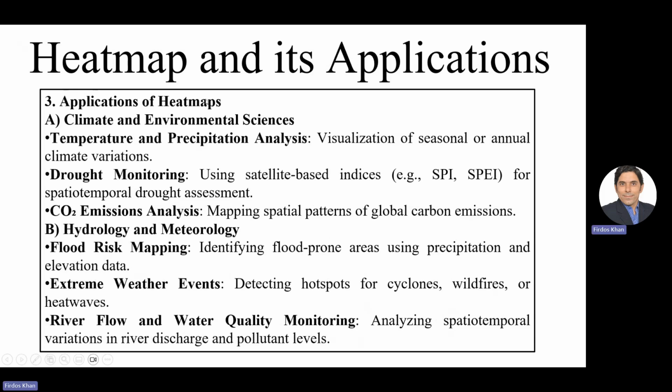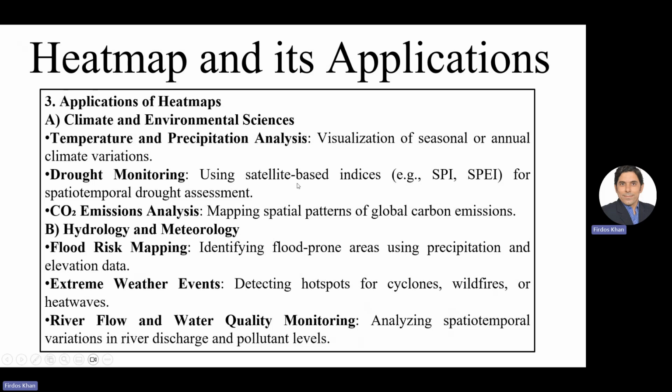Now, let's come to the applications of heat maps. Climate and environmental science: temperature and precipitation analysis, visualization of seasonal and annual climate variations. We did this in the beginning of this video for maximum temperature, but you can do this for seasonal and annual climate variation. You just need data with two variables, one on the y-axis and one on the x-axis. You can plot and see some nice information about temperature and precipitation, maybe parallel plots, and you see what is happening or what has happened.